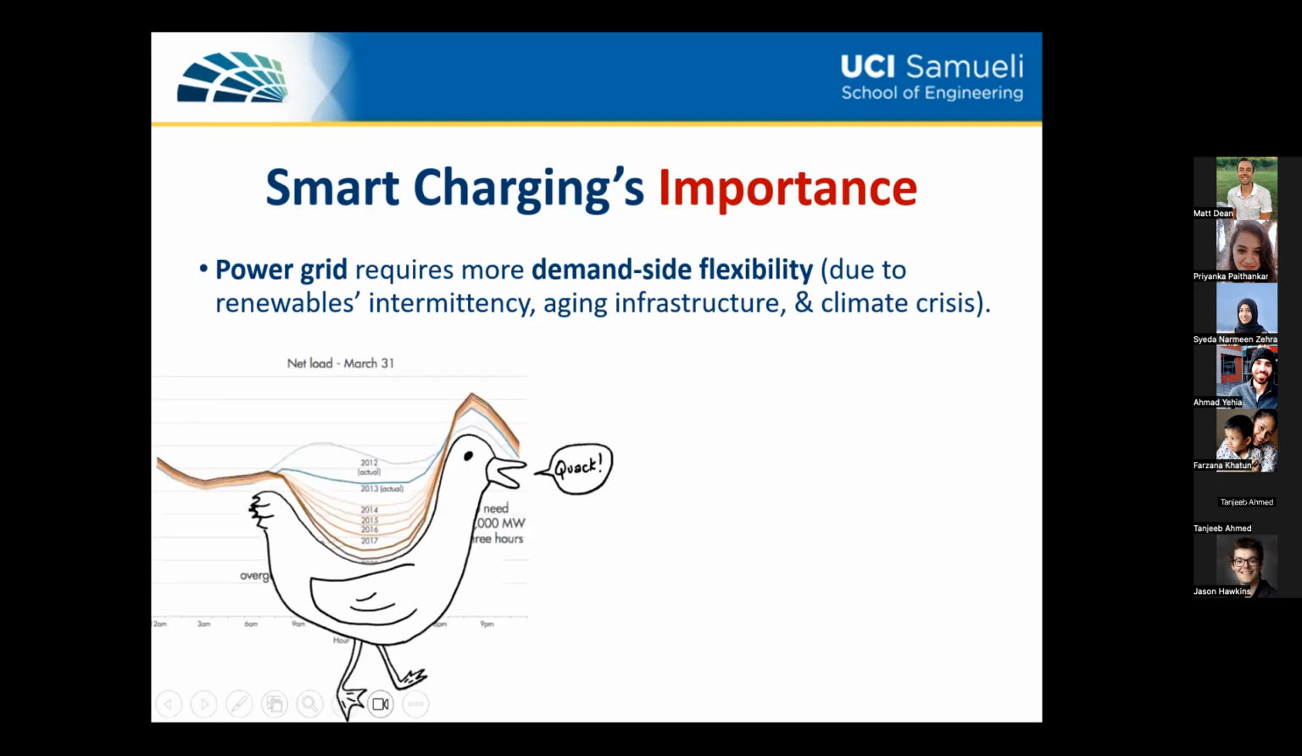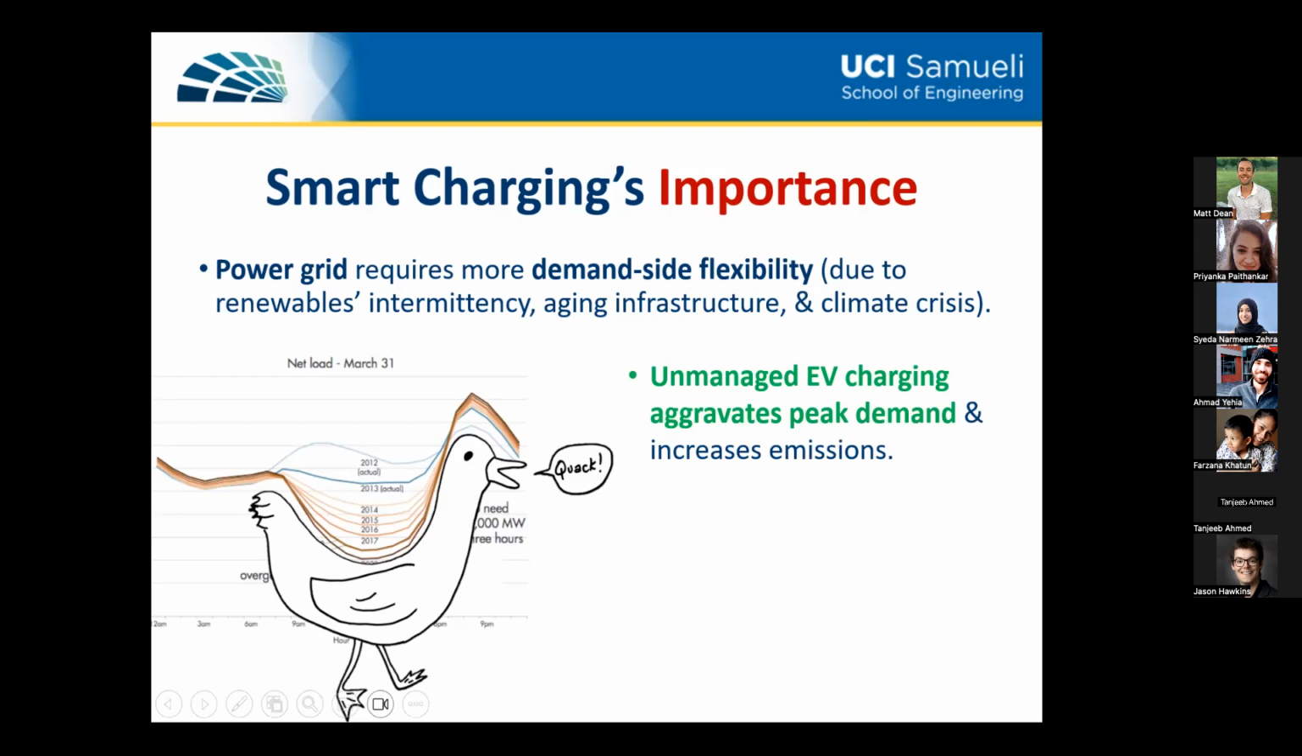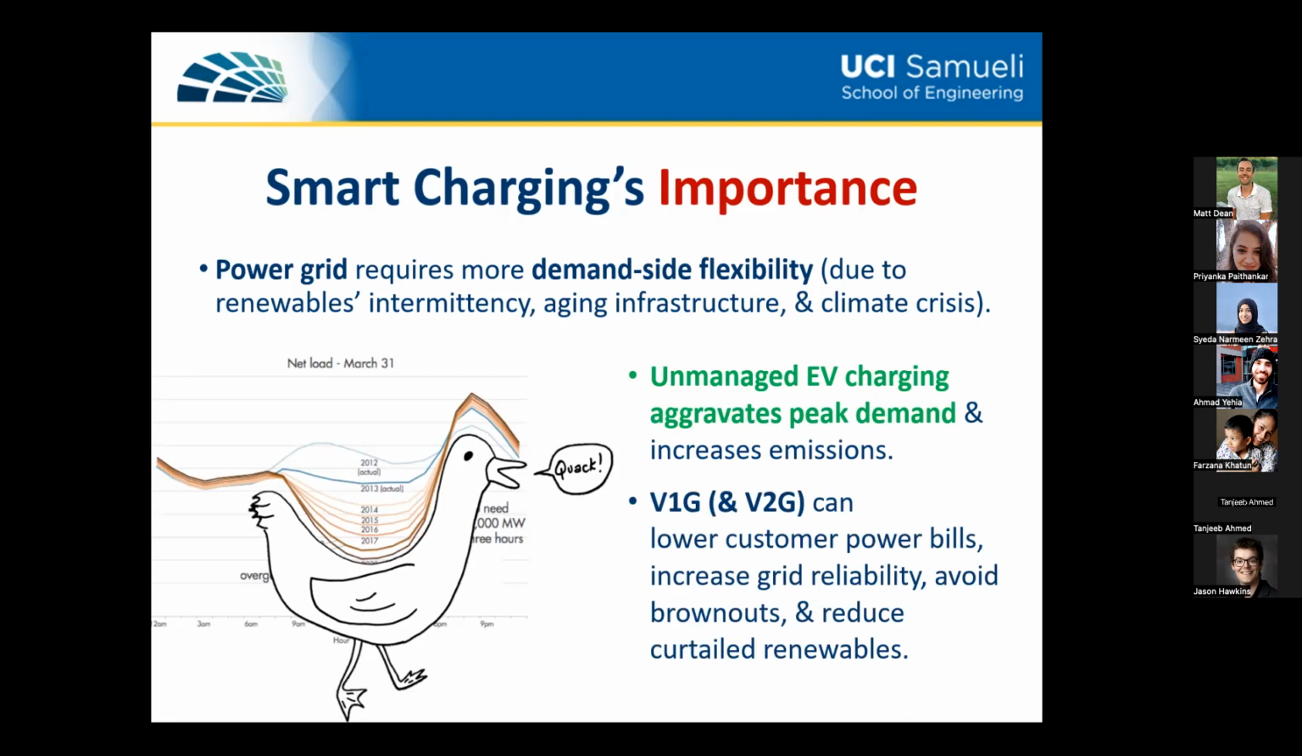And certainly in solar rich regions like California, where I'm currently located, and in Australia, the net load curve, which is demand minus renewable generation, is looking more and more like a duck. And this requires a lot of fast response generation in the evening to meet the peak demand when solar generation goes down. If we were to let people just charge their vehicles when they arrive home, that would increase that net load curve in the evening, aggravating peak demand, requiring more generation capacity and certainly emissions as well. And so if we lump V1G and bidirectional charging together, there are expected benefits of lowering customer power bills, increasing grid reliability, avoiding brownouts, and reducing curtailed renewables.